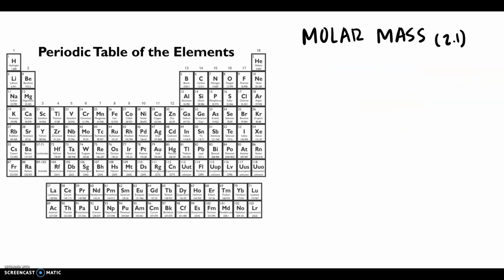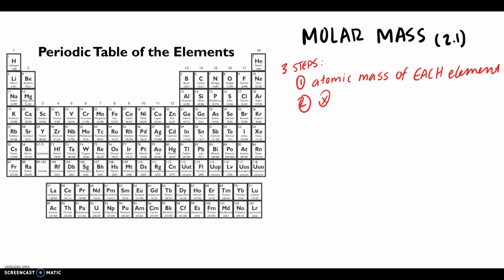Alrighty. So whenever we think of determining or calculating molar mass, I like to think of 3 steps. And we have 1, which is finding the atomic mass of each element. So this is important. It has to be of each element. Number 2 is multiplying the atomic mass, and I'm going to abbreviate this as AM, right? Atomic mass of each element by its subscript.